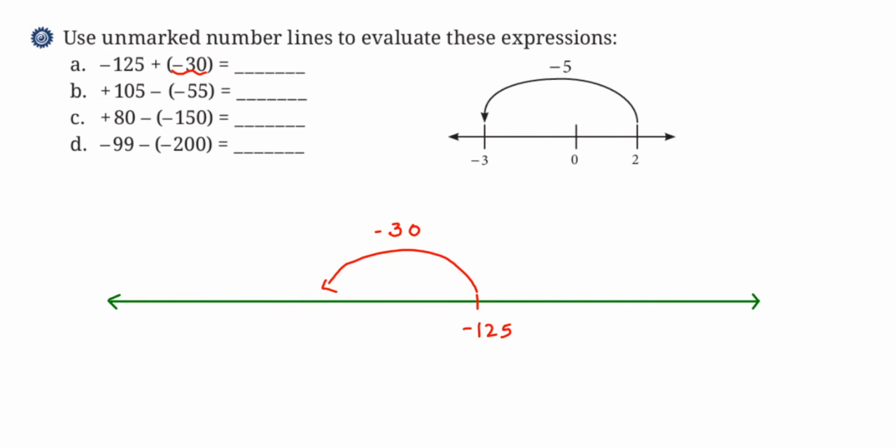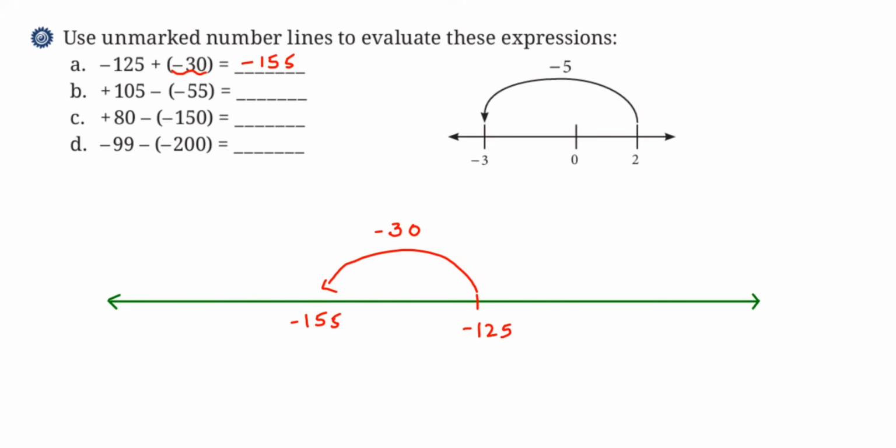So if you're going 30 units here, what number will you get? 30 plus 125 is 155, and since you're going towards the left side of the number line, all the numbers will be negative, so we get minus 155. So this will be your answer, minus 155.